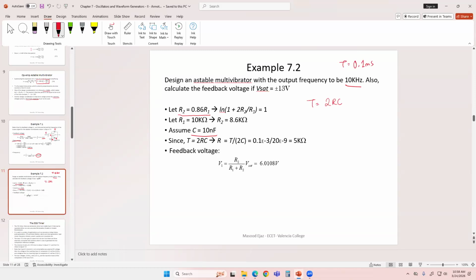So we choose the capacitor value to be 10 nanofarad. And from that, we calculated the resistor value to be 5 kilo ohm, which is perfectly fine. Again, if 5 kilo ohm is not available as a standard resistor, then we can always make combinations to get to 5 kilo ohm. I'm pretty sure it's available though. 5.1 is available, I know. 5.1 is a standard value. And from that, we can calculate the feedback voltage at which your capacitor is going to switch direction. And that voltage is 6.0108 volt.